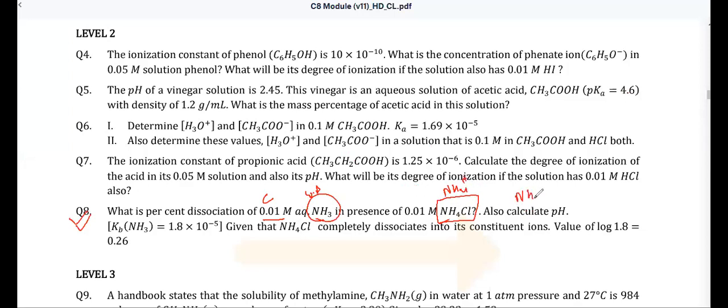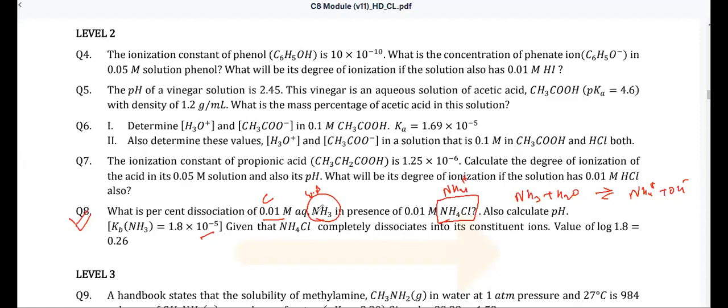Because NH3 plus H2O gives NH4 plus and OH minus. So again, common ion, right everyone? Tell me yes or no. So in this case, Kb is also given. So first thing first, right?